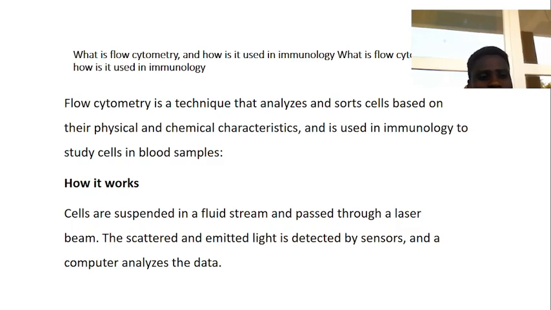Therefore, the other topic is the flow cytometer. Firstly, flow cytometry is a technique used to analyze how cells are differentiated. It is a technique used to sort cells based on their physical and chemical characteristics, using immunological study of a cell sample.